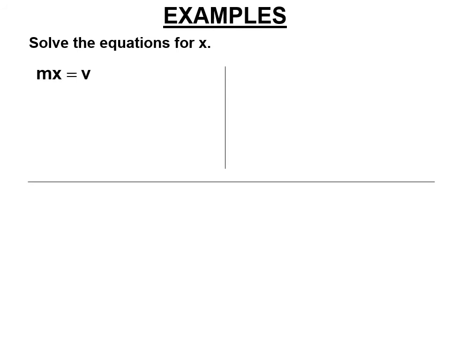So we're doing it with letters now. All right, so x is being multiplied by m. So you divide by m, both sides. And so x equals v over m.